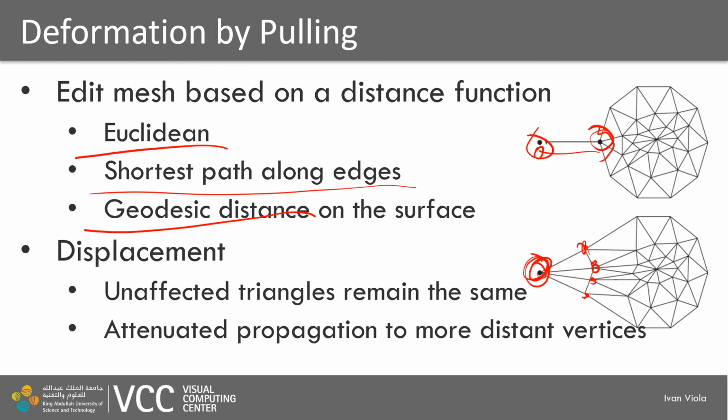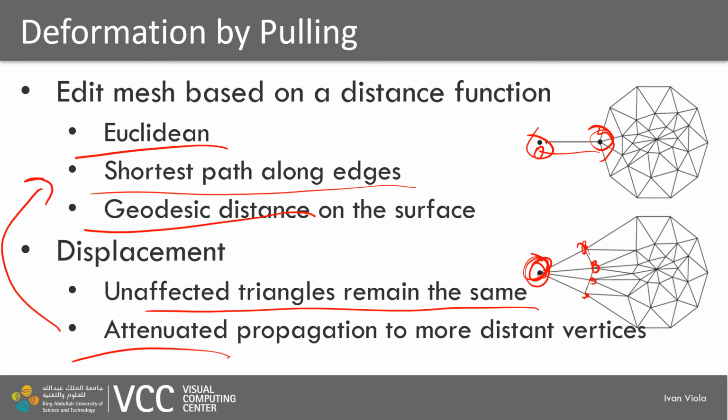So, in case some vertices will be not affected, they will stay as they are, and the other vertices will be also displaced, but the weight of how much they will be displaced will be attenuated by a certain factor based on the distance metric which has been chosen. So this is a deformation by pulling, which can be nicely integrated in some computer animation scenarios.